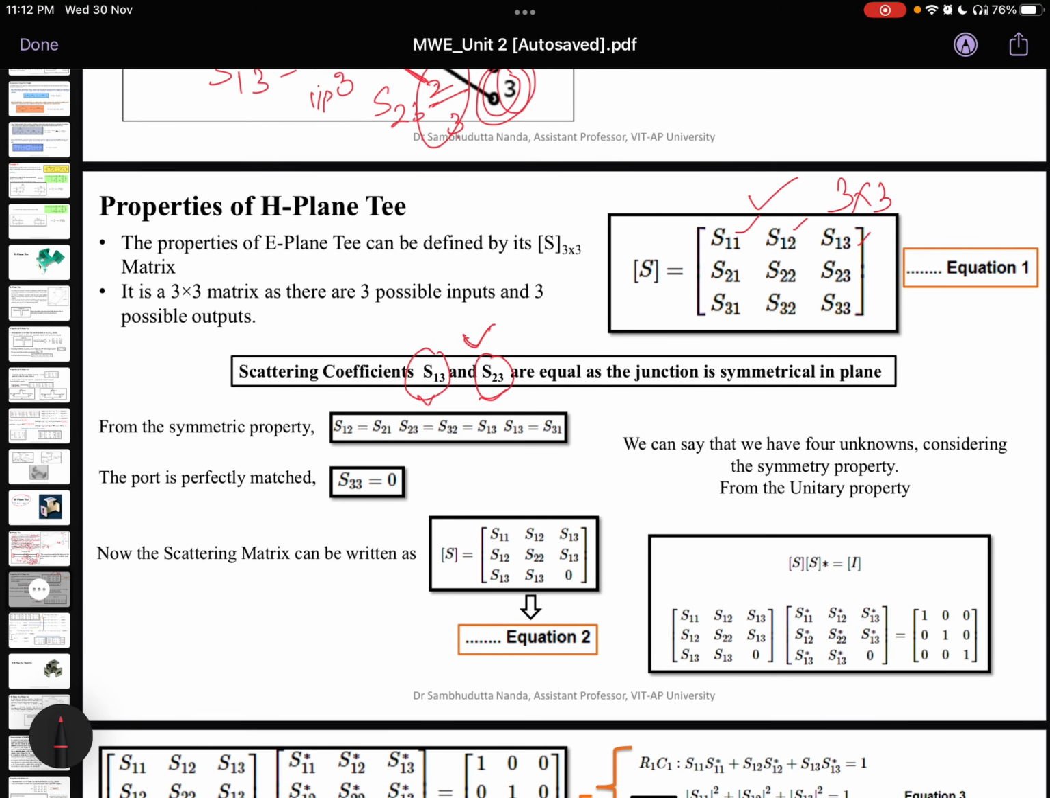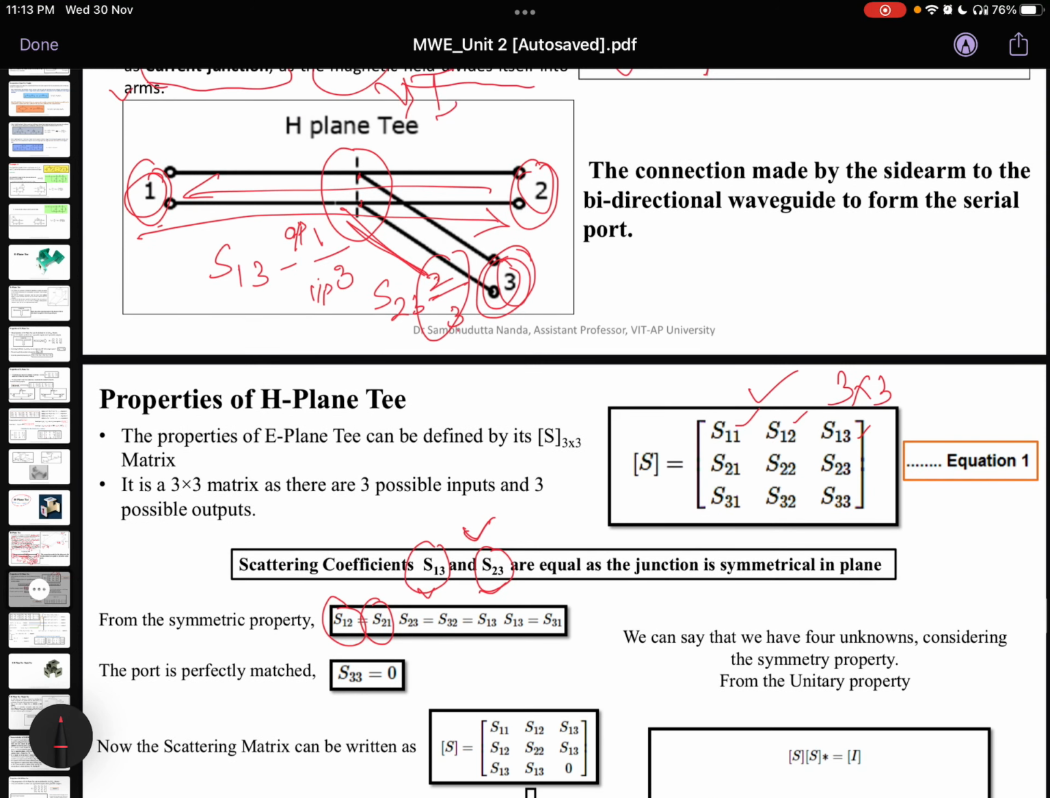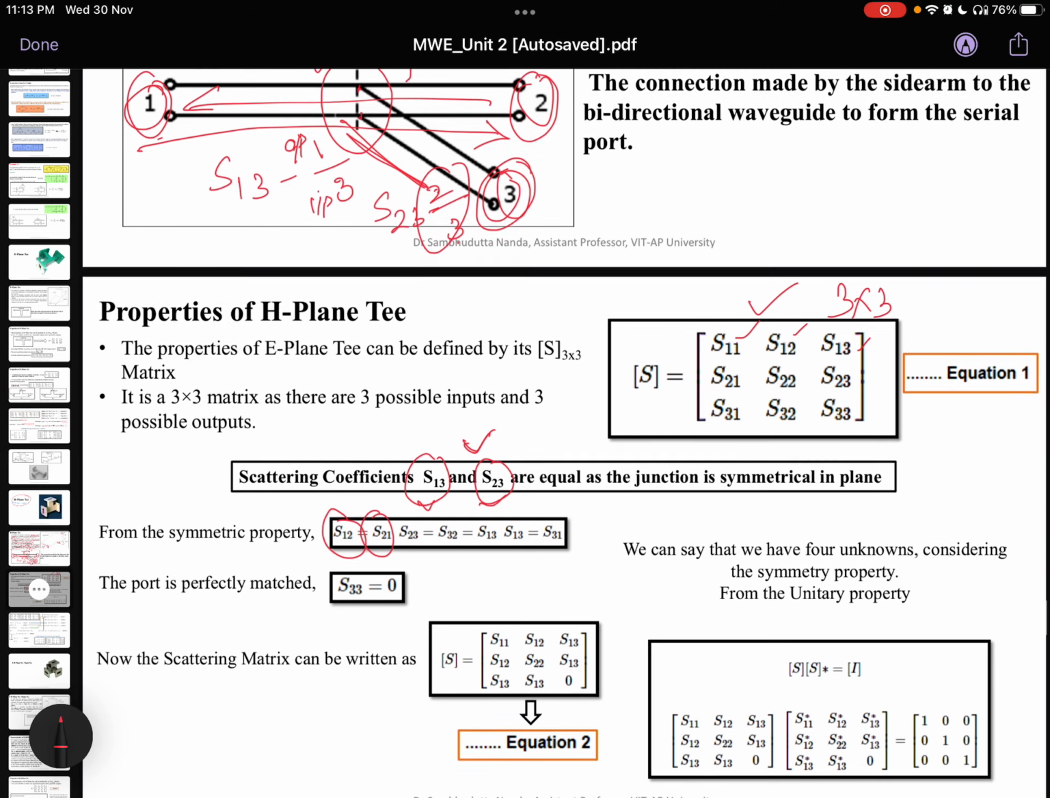So next, the symmetricity property. What is there? S12 and S21 are the same. So both are the same because of the symmetricity of the network, because we can use any port as the input, 1 or 2, and any port as the output, and the value remains the same. It is like if I rotate this by 180 degrees, then the representation is going to be the same. So that's why these two things are the same.